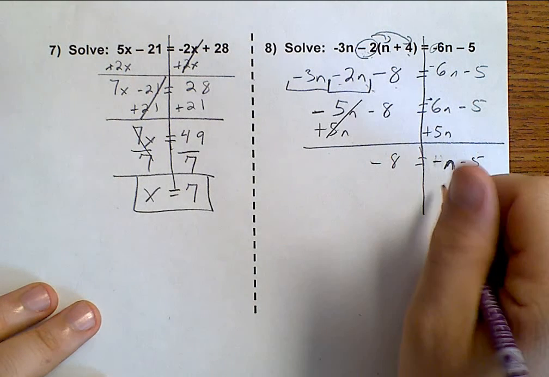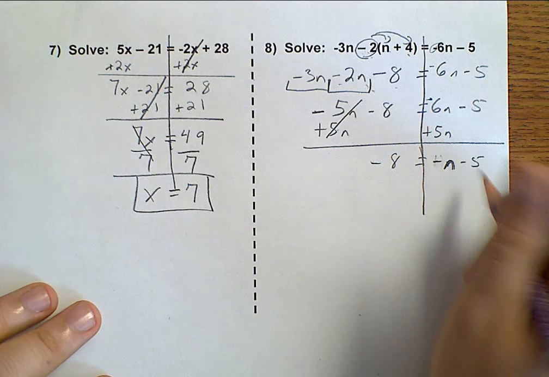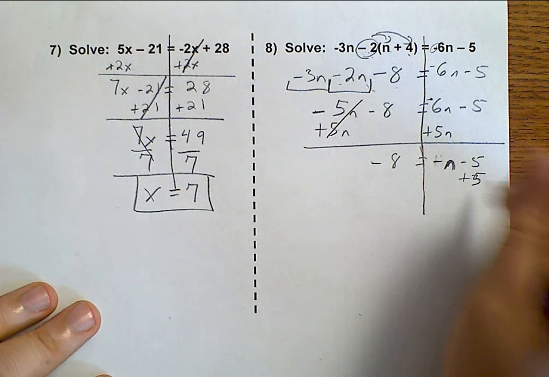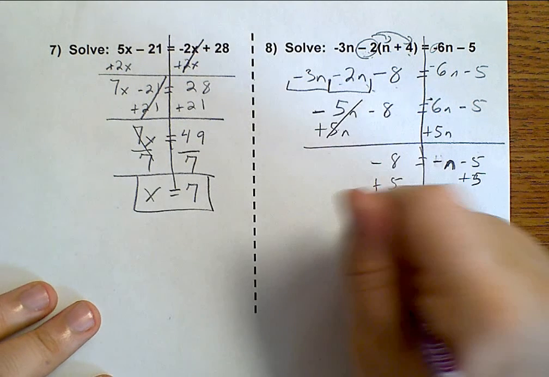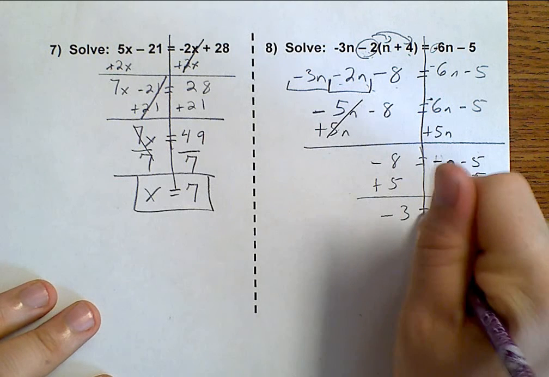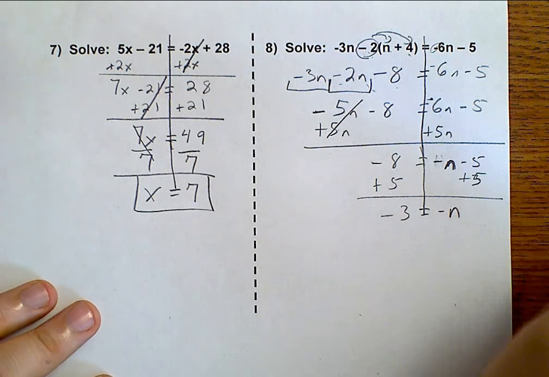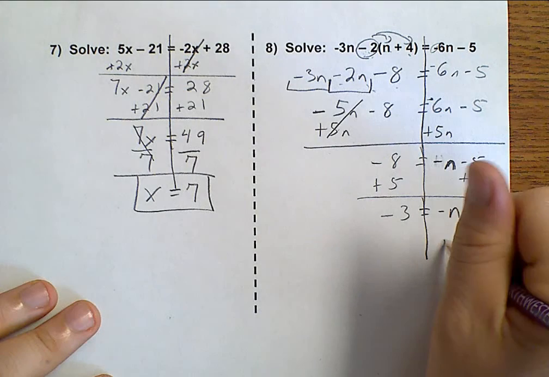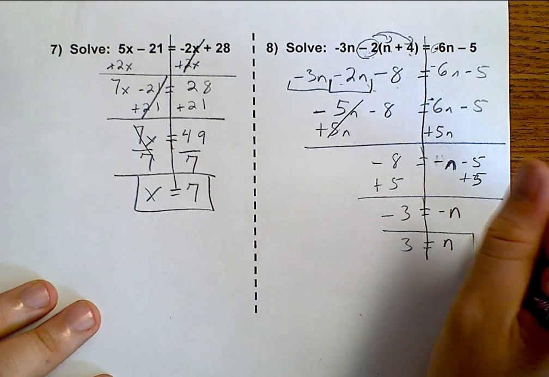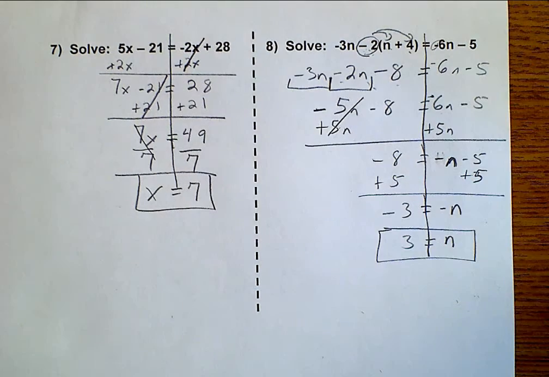So I got my n's on one side and now move my other numbers to the other, so I add 5 to both sides. Negative 8 plus 5 is a negative 3, and that equals a negative n, which means that positive n will equal positive 3. Almost made a mistake there, but we were able to work with it.